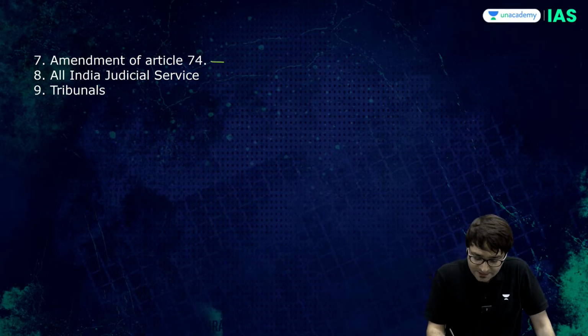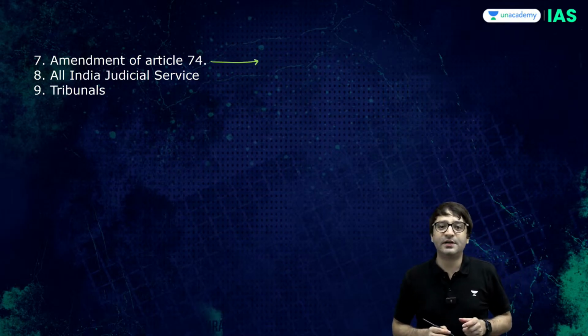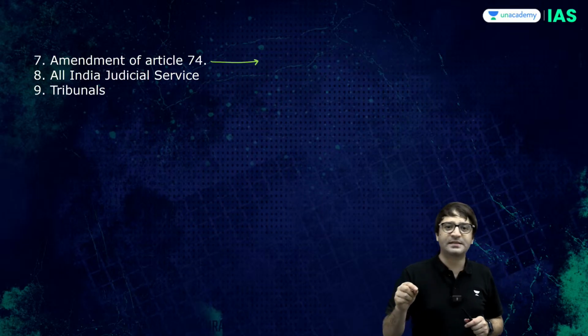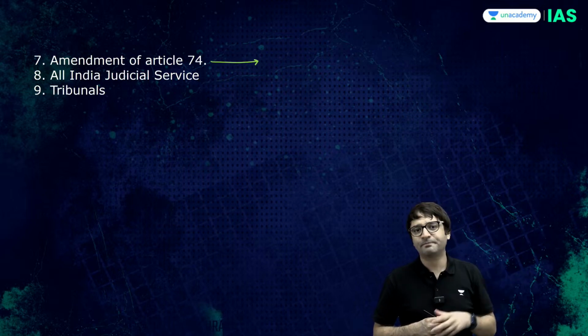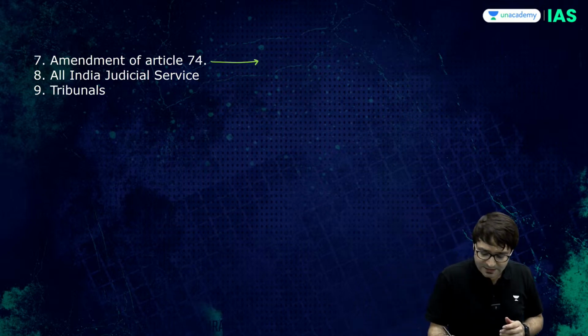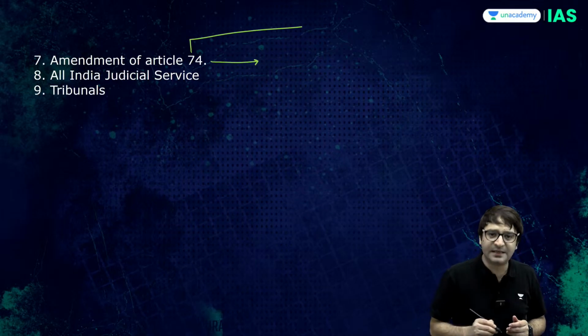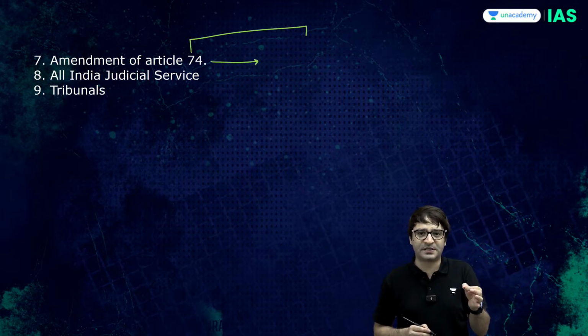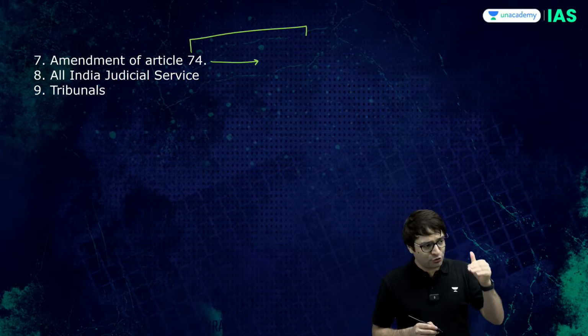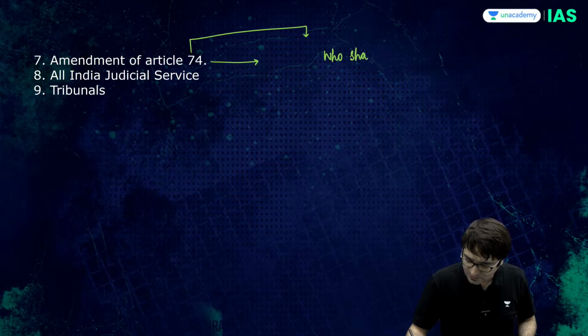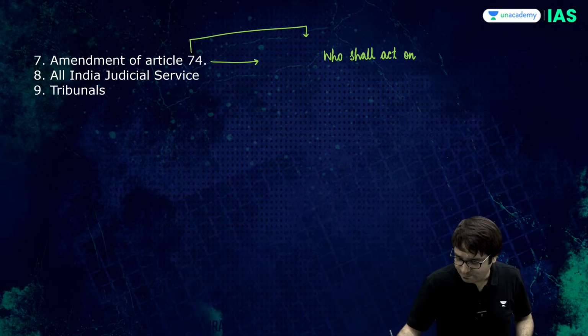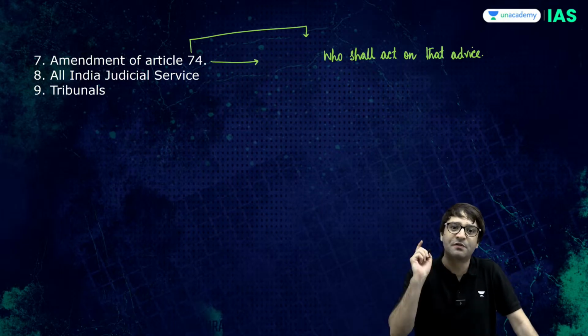Other changes, Article 74. Because Article 74 read, there shall be a Council of Ministers with the Prime Minister at the head to aid and advise the President, full stop. That's it. But it was this 42nd Amendment in 1976 which said there shall be a Council of Ministers with the Prime Minister at the head to aid and advise the President, who shall act on that advice, making the advice tendered by the Council of Ministers to the President binding on the President.